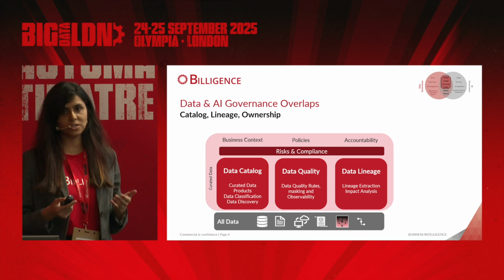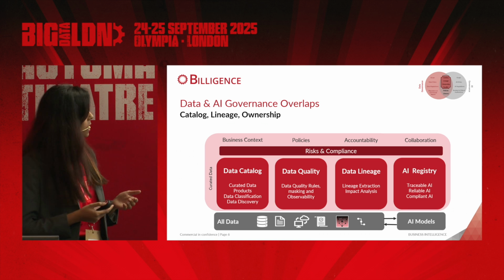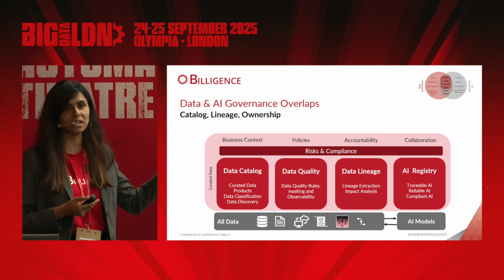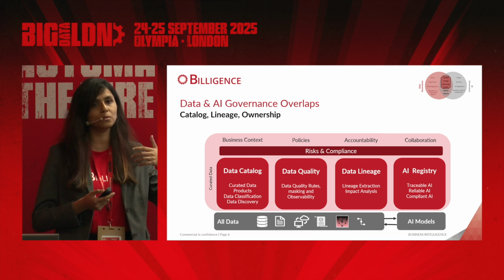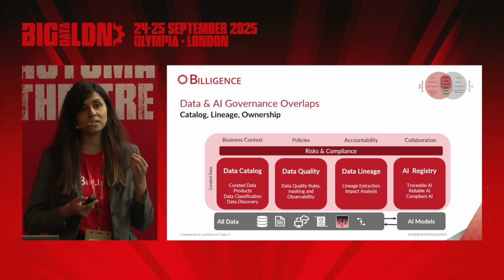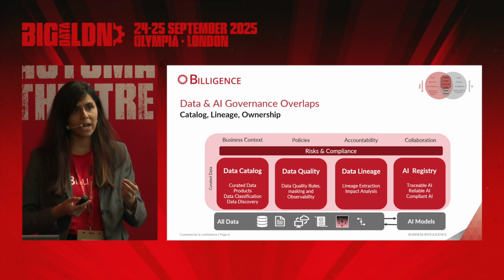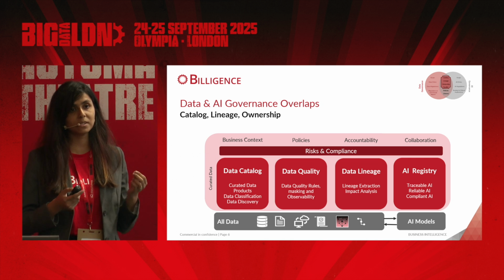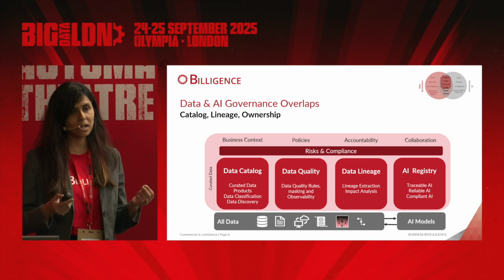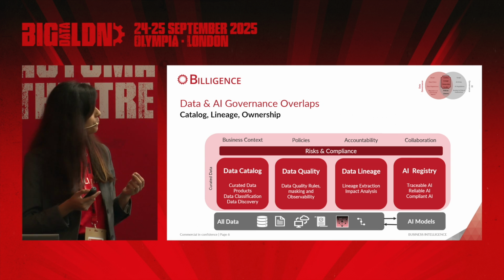So what has changed now? Now we are talking about AI models. Doing something similar to what we did for data governance would make sense. We would build a catalog of AI, understand the use cases, and make sure it's traceable, reliable, and compliant. And collaboration becomes key because now we have more diverse stakeholders to discuss and collaborate with.